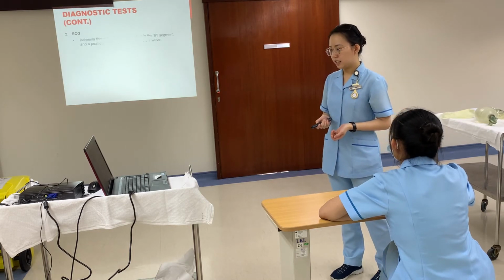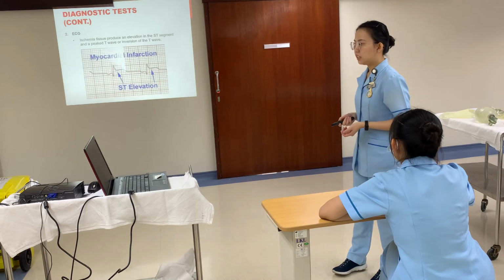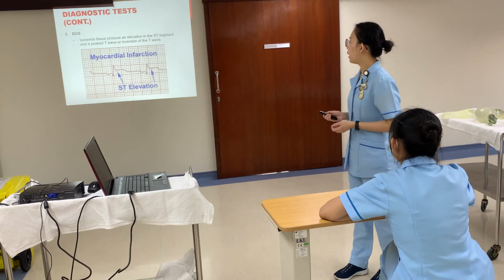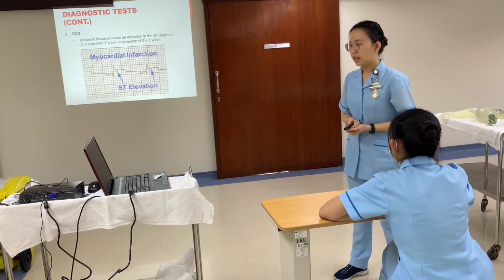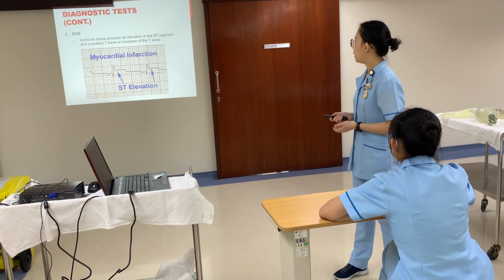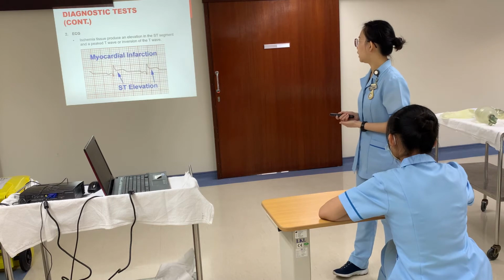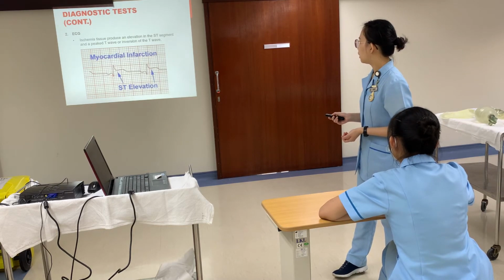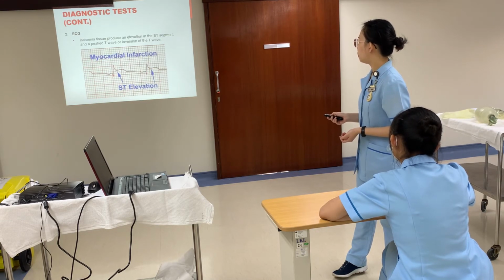Next is ECG. ECG can show ischemic tissues, providing an elevation in the ST segment and a peaked T wave or inversion of the T wave. So this picture shows ST elevation. Usually it should be on the same line. This one has already risen about 2 blocks.